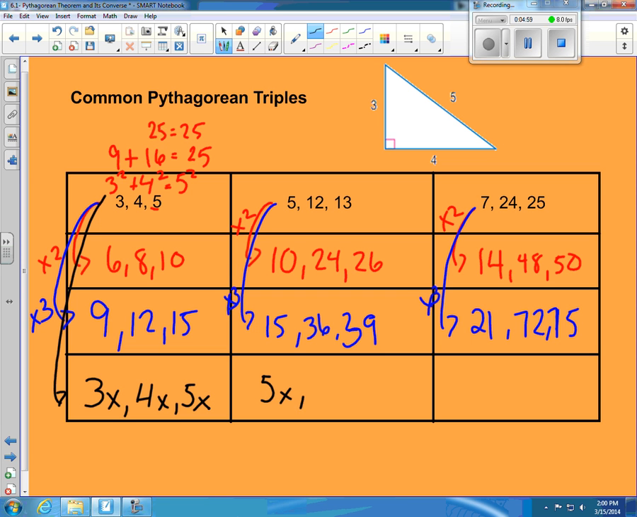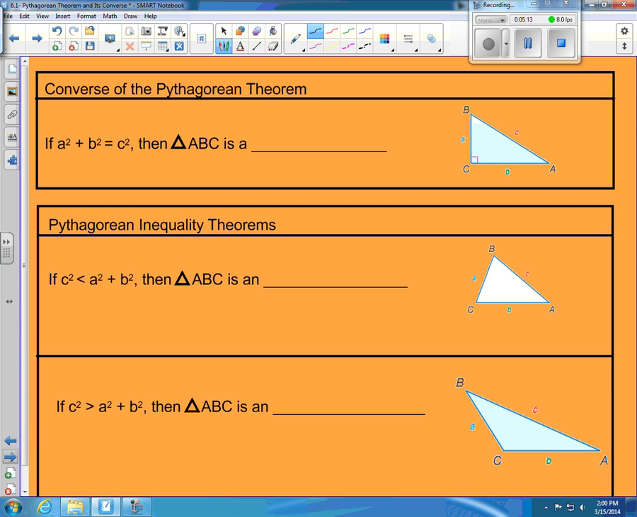Same idea here, 5x, 12x, and 13x, or 7x, 24x, and 25x. Those are all going to get us different Pythagorean triples. Okay, so we also talked about that the converse of the Pythagorean theorem is what we're going to be learning about in our notes today. So the converse says, if you know that a squared plus b squared equals c squared, then your triangle is a right triangle.